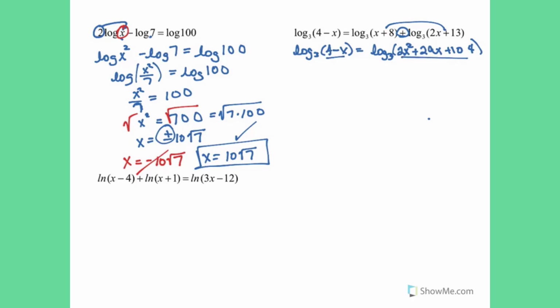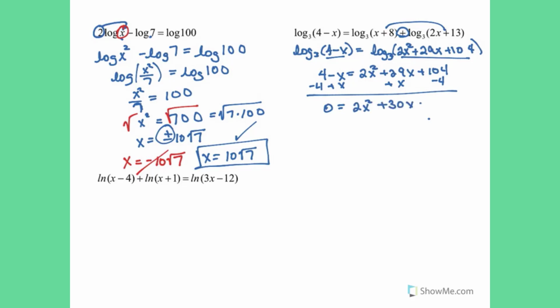But again, now I set those two equal to each other. I'm going to subtract 4 and I'm going to add x. So I get 0 equals 2x squared plus 30x plus 100. Some big numbers, but notice they're all divisible by 2. So I'm going to factor out my 2. That's a little bit better. So what multiplies to get 50? 25 times 2, but 5 times 10 is going to get me 15 in the middle. So I'm going to say plus 5 and plus 10.